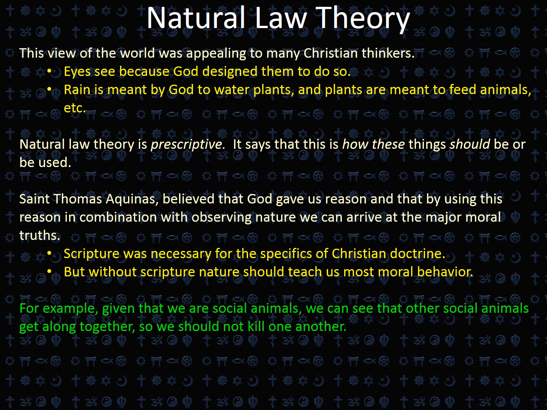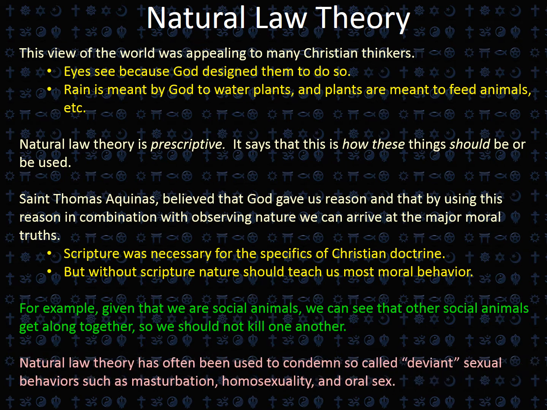For example, given that we are social animals, we can see that other social animals get along together, so we should not kill one another, and so forth. As Rachels points out, natural law theory has often been used to condemn so-called deviant sexual behaviors, such as masturbation, homosexuality, and oral sex. It was used to condemn these things because it argued that sexual organs are for the purpose of reproduction, so using them for other purposes or in other ways is morally wrong.